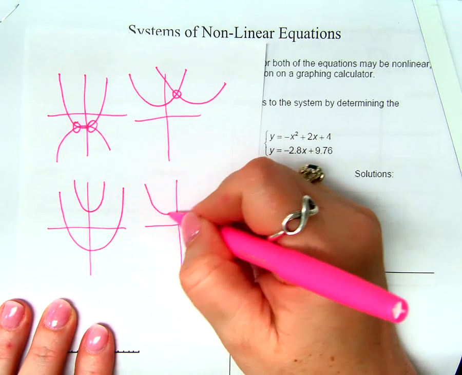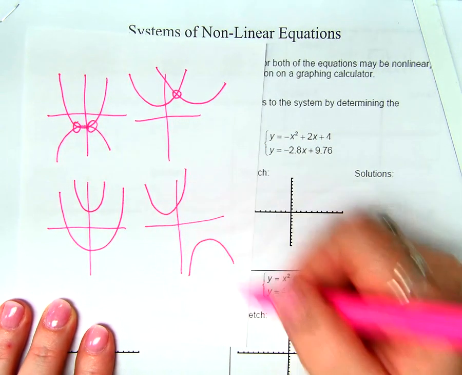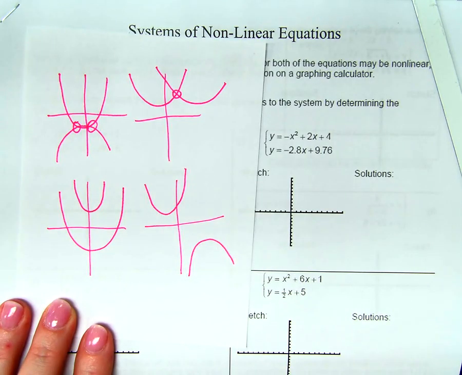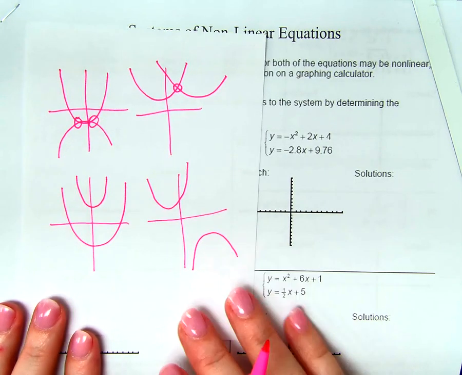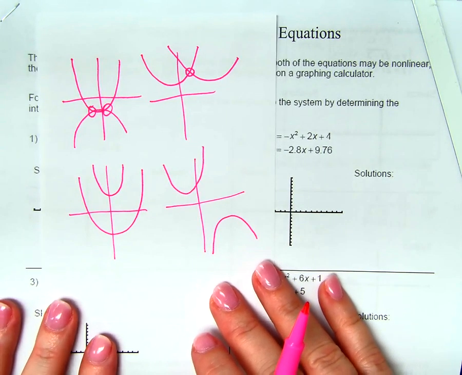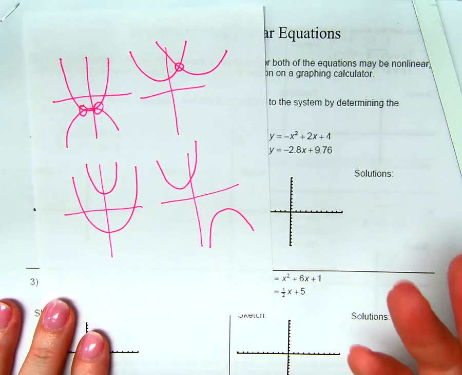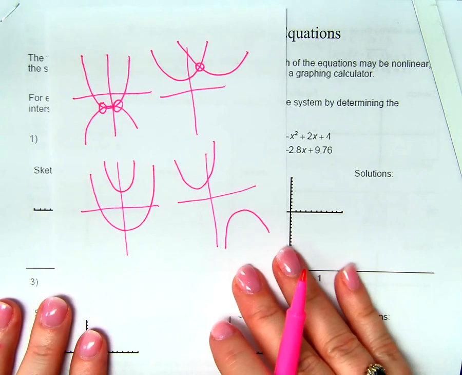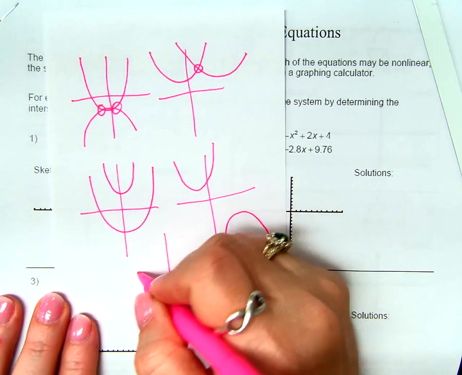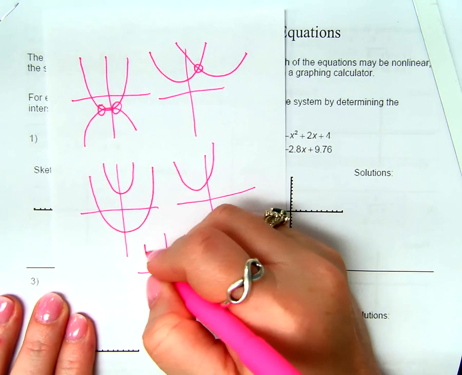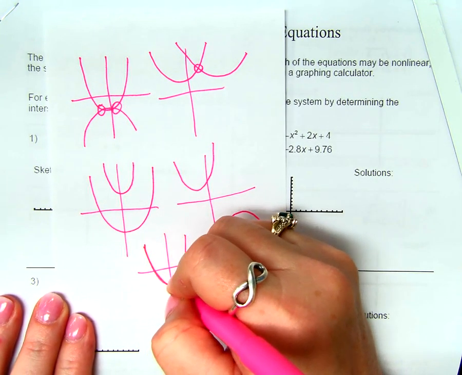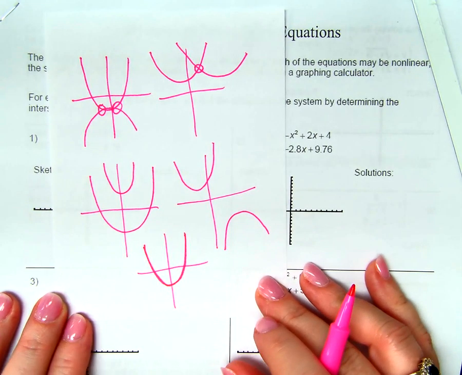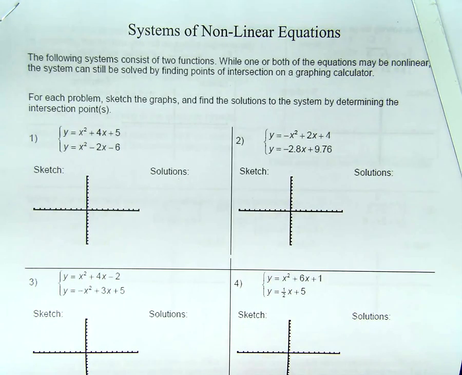We could have one that's opening up and one that's opening down, and they would never touch like that. Okay. Can you think of anything else? Yeah, what if one was right on top of the other one? How many solutions would there be then? An infinite number of solutions, right? Here's one, and then here is the other one. There's an infinite number of solutions there, okay?